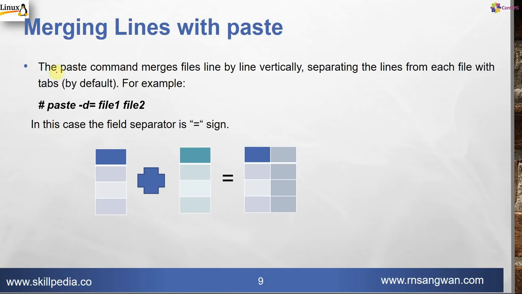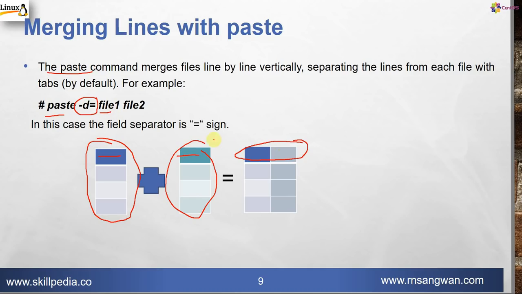Paste command pastes vertically, like this is one column. For example, if we have a file where we have only the names, and there is another file where we have only the phone numbers, the paste command will vertically join the two files. So the names are taken from this, phone numbers taken from this, and the new file will have name and phone number. What will be the separator? That will be defined by hyphen d, like equal to sign. In this case it will be the equal sign, or if you define d colon, the separator will be colon. Whatever you specify will be taken as a separator.